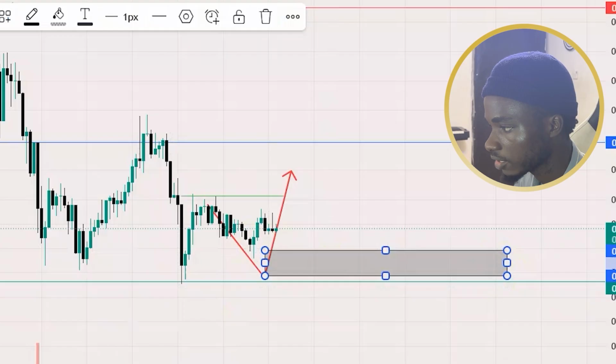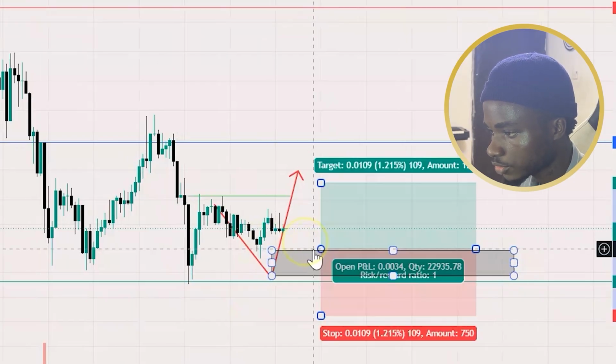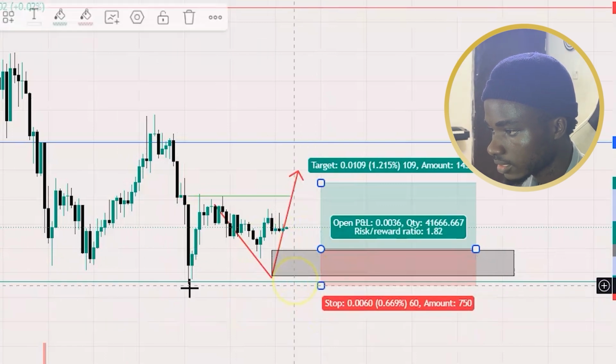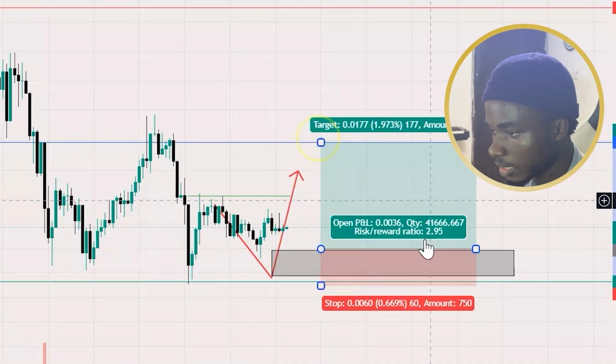Let's experiment that. So once I get that, I'm going to put my entry here at the start of the order block. My stop loss below that liquidity area there, just here. And then my TP should always be the equilibrium level. This is going to give us about 2.95.